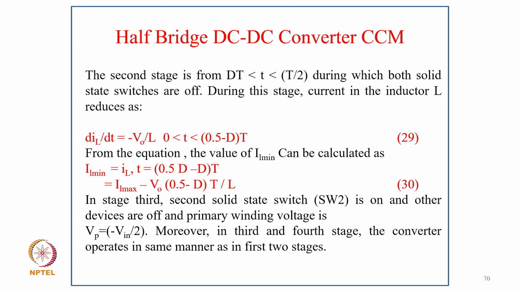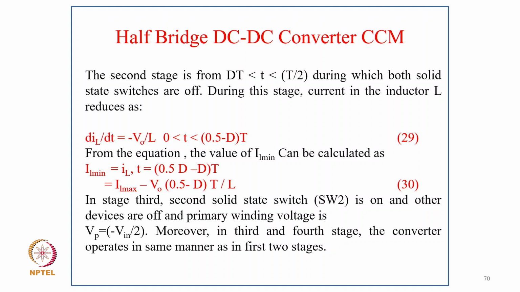So the second stage is from DT to T by 2, during which both transistor switches are off. During this stage the inductor current reduces. So dIL upon dt equal to minus Vo upon L, where t varies from 0 to (0.5 minus D) times T. So from the equation, the value of I minimum can be calculated as IL minimum equal to IL at t equal to (0.5 minus D) T, equal to IL max minus Vo (0.5 minus D) T upon L.